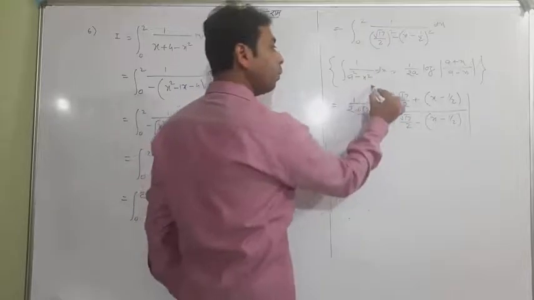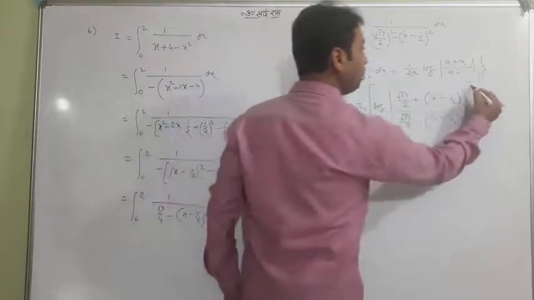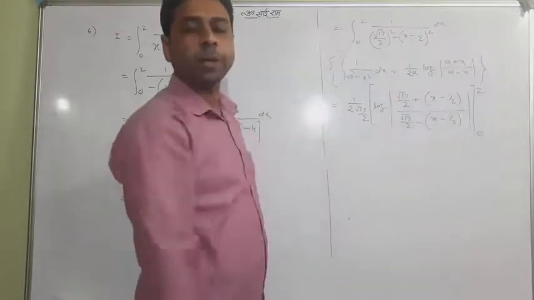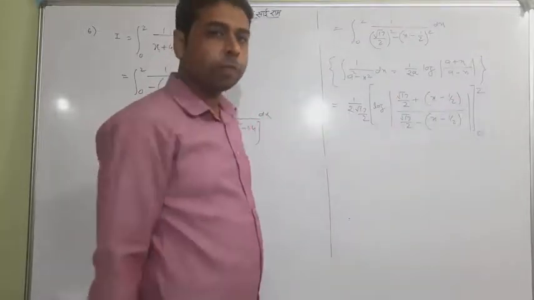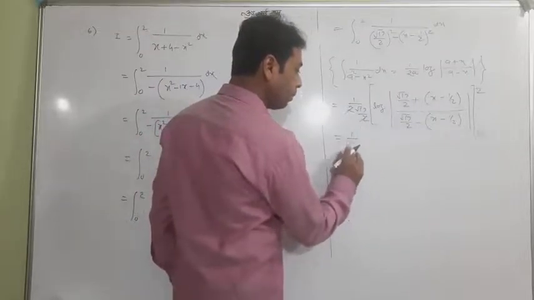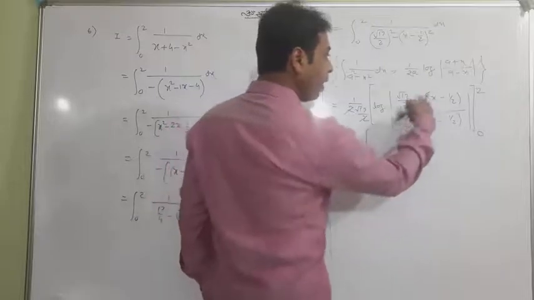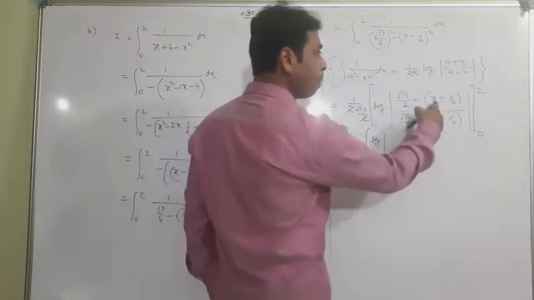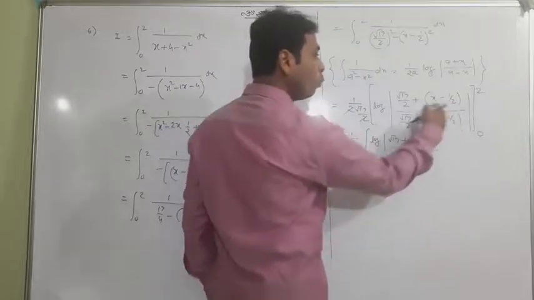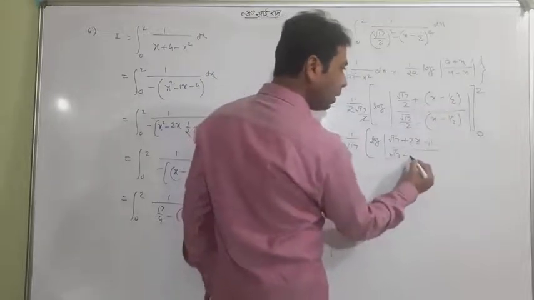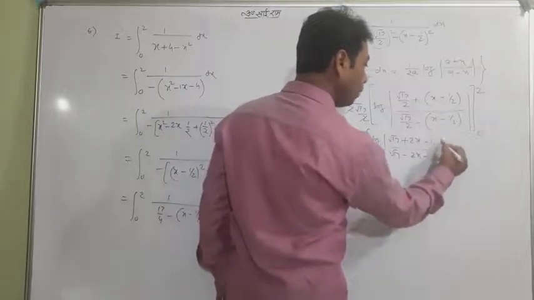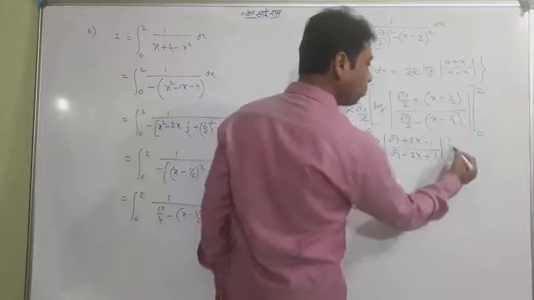And we're going to use a limit now. So limit from 0 to 2, because this is a constant value, it can be written outside of the limit. It is independent of the limit. The 2 and 2 will cancel. 1 by 17, and I'll take the LCM first. It whole will be 17 plus 2x minus 1 upon 17 minus 2x plus 1, and 2 and 2 cancel. So this is 0 to 2.